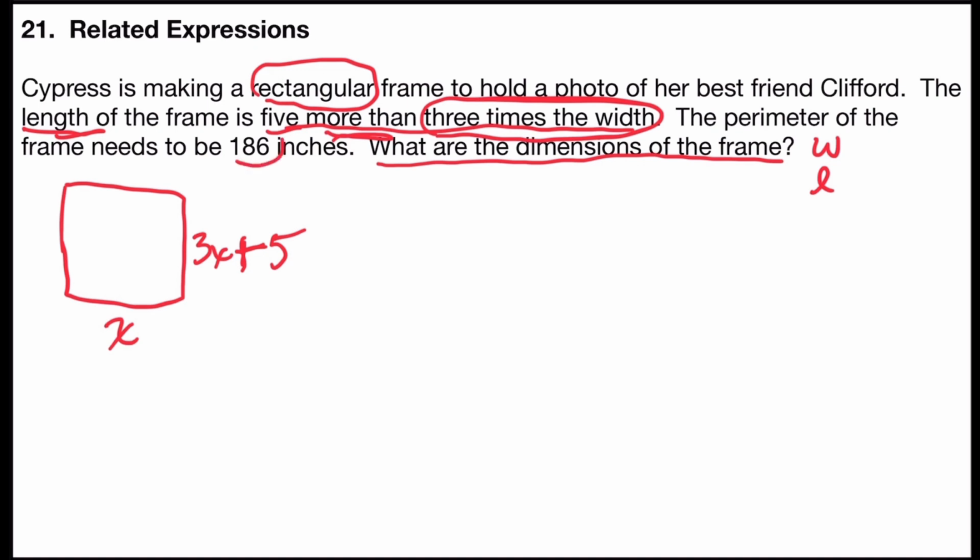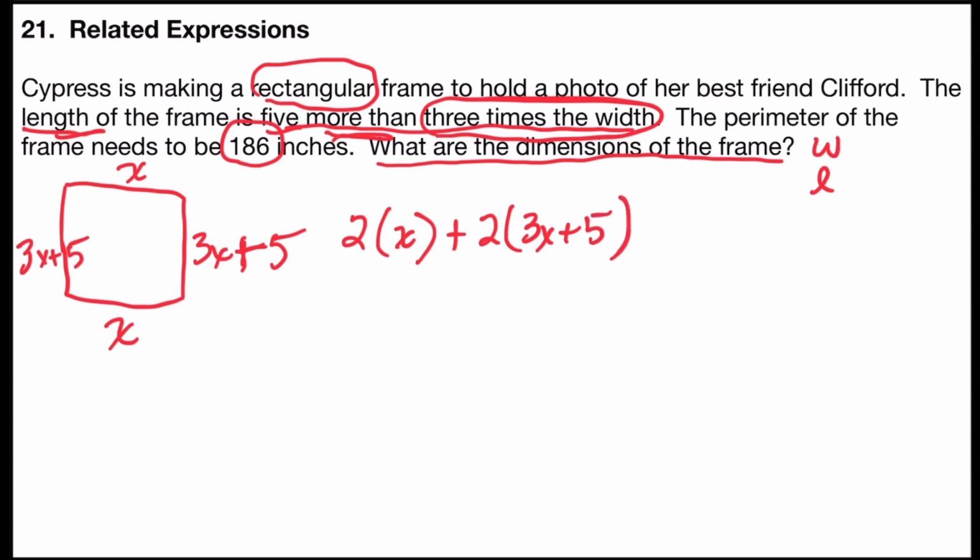I know that the perimeter is 186 inches, and the perimeter is the distance around the outside of the figure. So both widths would be x, and both lengths would be 3x plus 5. So I would have 2 widths, both at x, plus 2 lengths, both at 3x plus 5, and that would equal 186, which is the total perimeter.